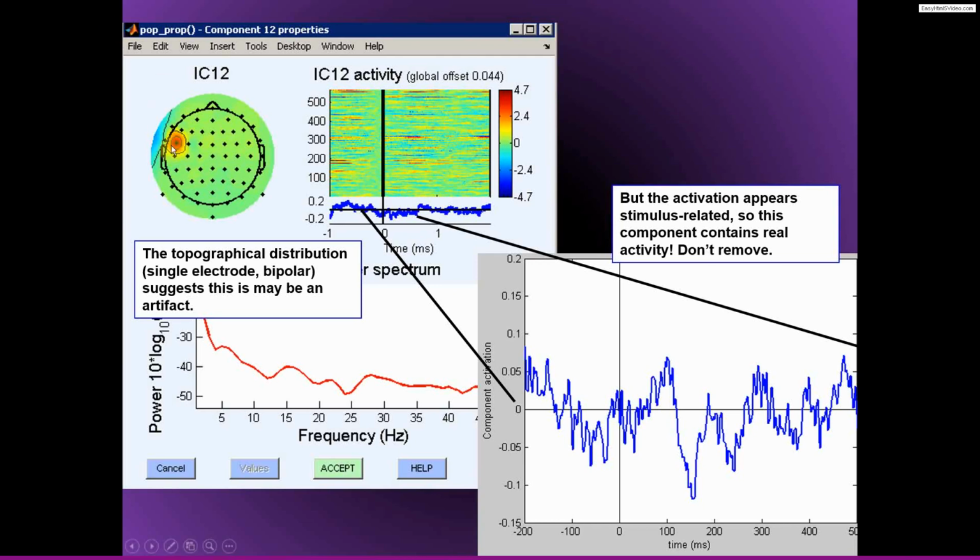Furthermore, if you're not really focused on this electrode in your analyses, you don't really have to worry too much about a moderate amount of noise being on here. If you're focused on posterior things or midfrontal things, you don't really need to worry too much about some noise being on these very lateral electrodes.